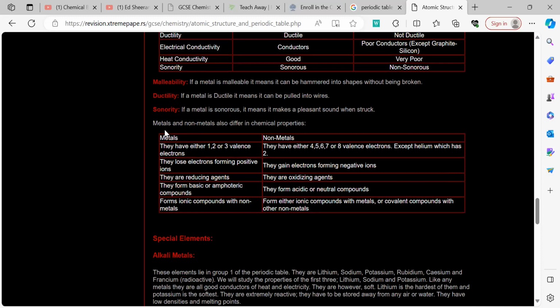Now, if we talk about the differences of metals, what are reducing agents? Reducing agents are anything which reduce others. How do they reduce others? They reduce others by oxidizing themselves. And what is oxidizing? We'll talk about it in detail in the chapter of redox reactions.